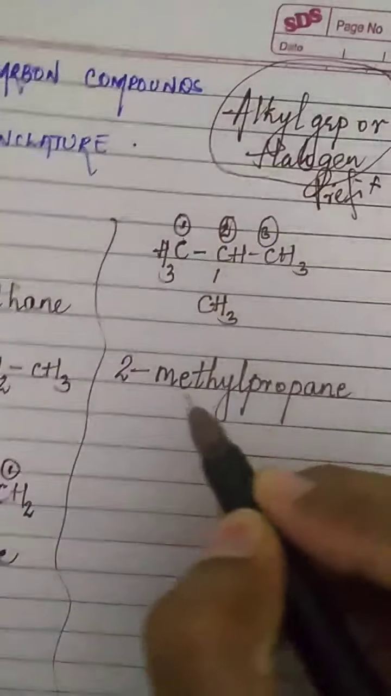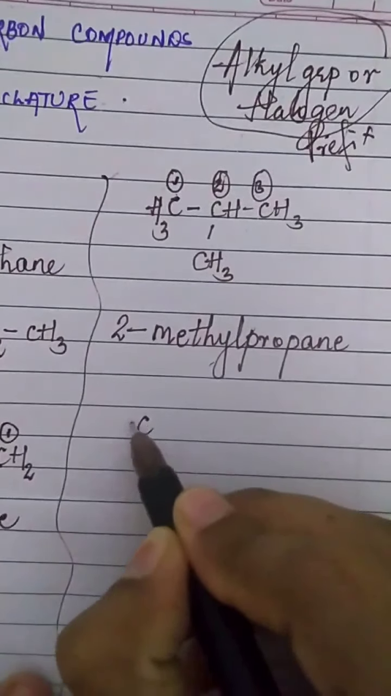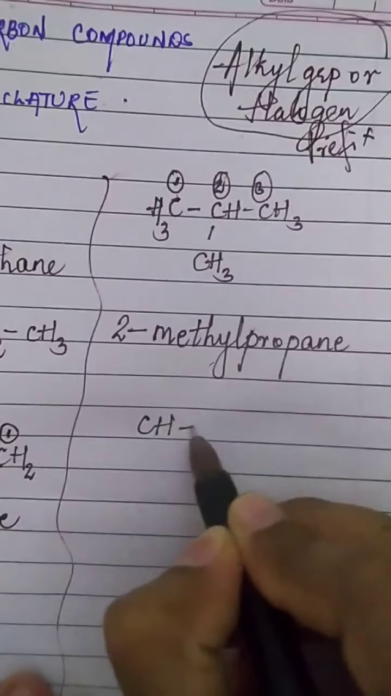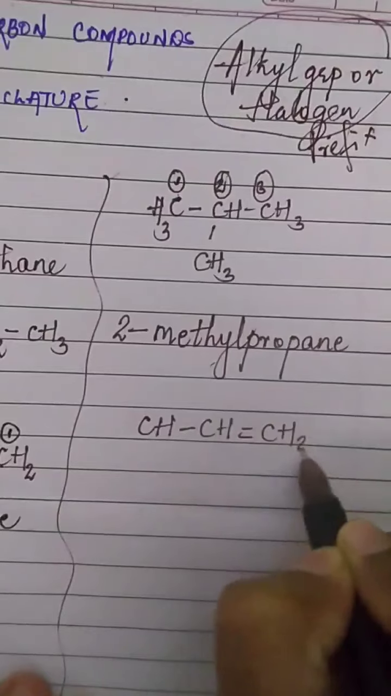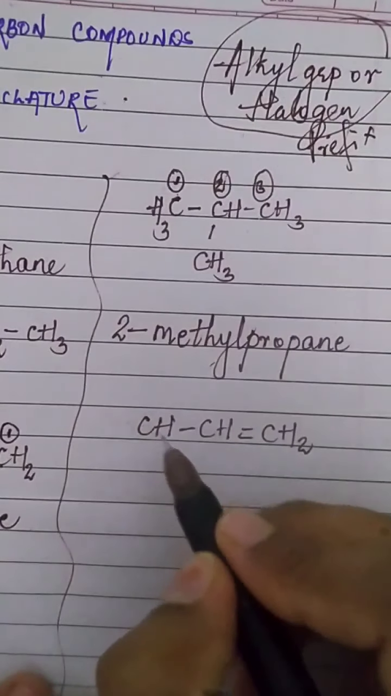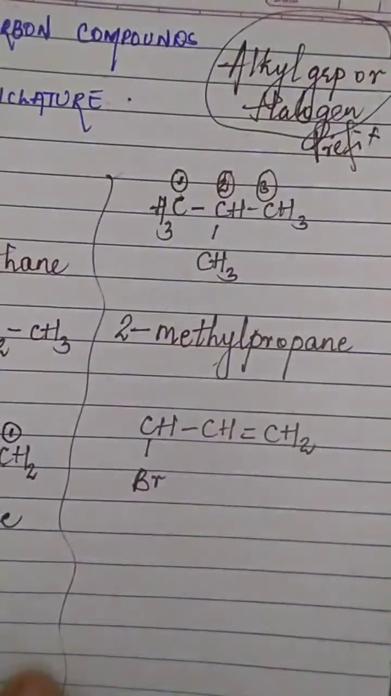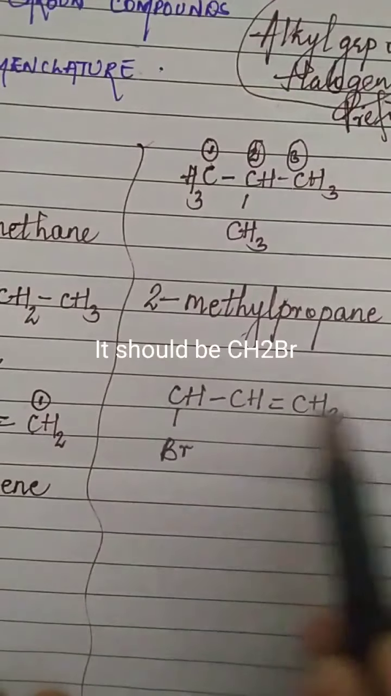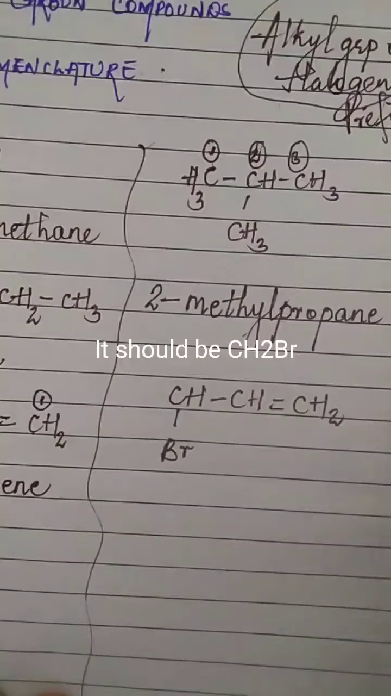Okay. Now I am taking the next example. That is, we have CH, double bond CH2, and to this carbon, here to the first carbon, I'll attach a halogen, Br. Now, as you can see, the longest chain is this. The 3 carbon containing chain is the longest.